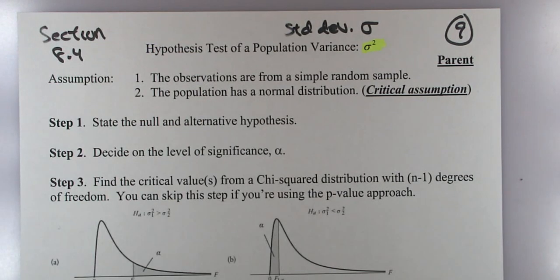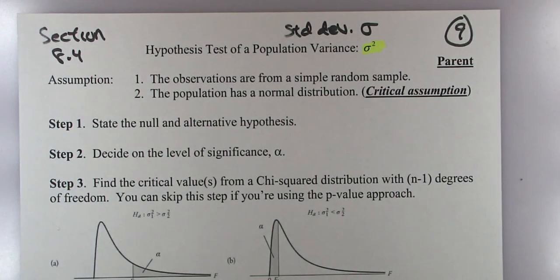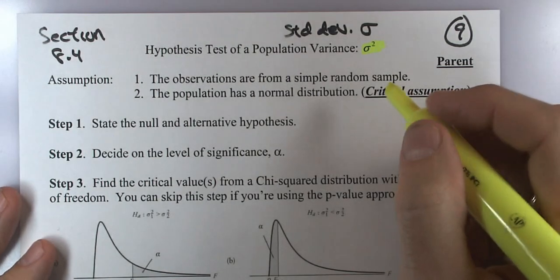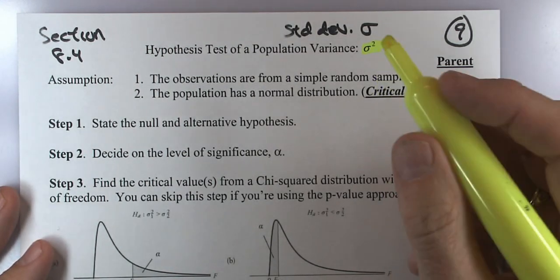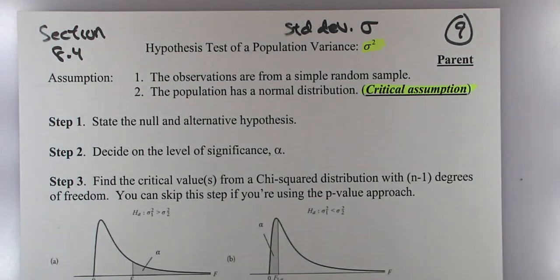So as before, you have the observations come from a simple random sample. And unlike our previous problems where we said that the sample size had to be greater than 30 or comes from a normal population, that kind of thing, our assumptions there were a little bit lax. Here it's actually a very important assumption that you have data that's normally distributed. If your data aren't normally distributed, don't bother to do this hypothesis test. It will give you flawed results.